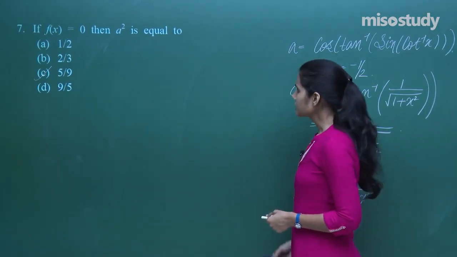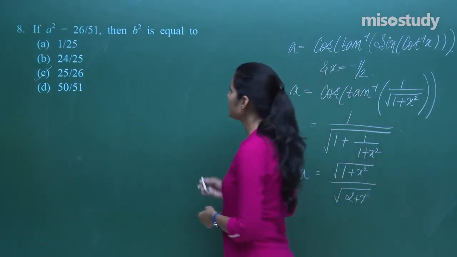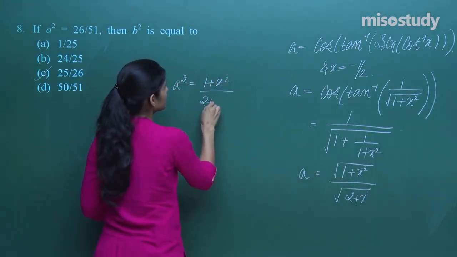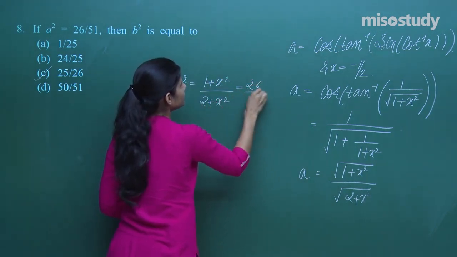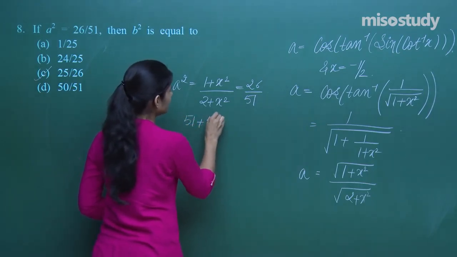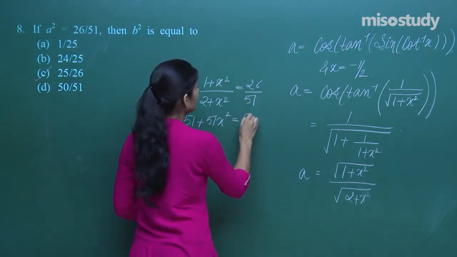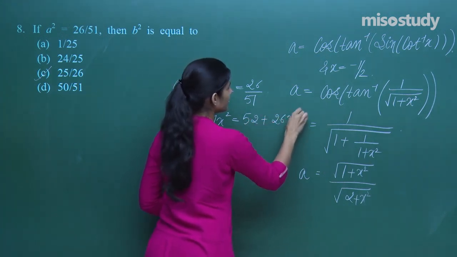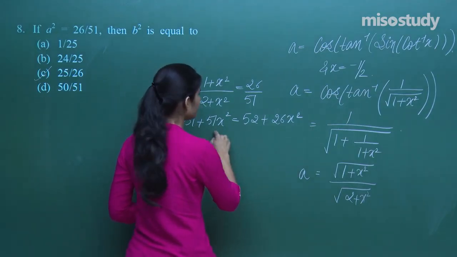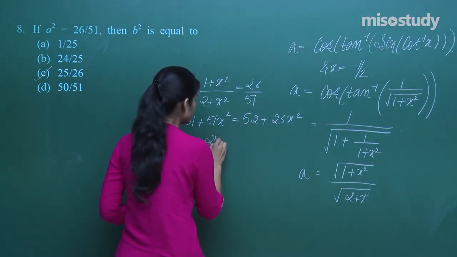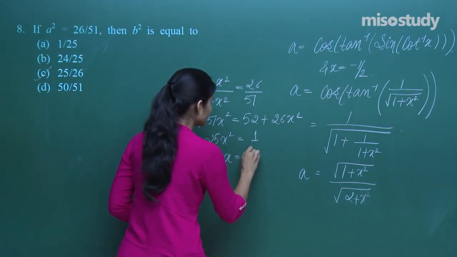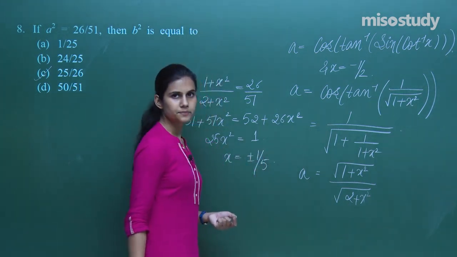Clear? Next you have what? You have if a square is 26 by 51. So a square is actually 1 plus x square upon 2 plus x square. This is given to you as 26 by 51. Right? That means 51 plus 51x square is equal to 52 plus 26x square. Fine? This comes out to be what? This comes out to be 51x square minus 26x square is 25x square equals 52 minus 51 is 1. So x comes out to be plus minus 1 by 5.